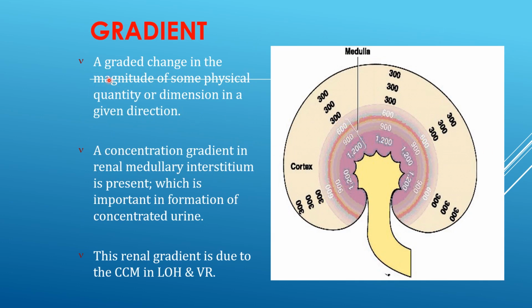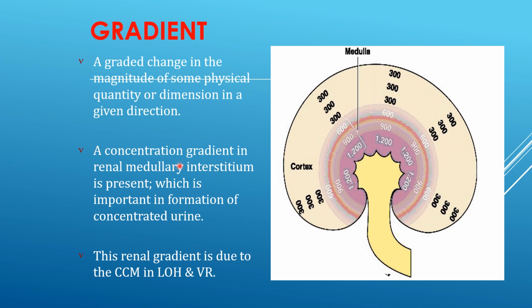So a gradient is nothing but a graded change in the magnitude of some physical quantity or dimension in a given direction. So a graded change. Okay, so the number is graded, right? 300 to 1200, like this. A graded change in the magnitude of some physical quantity or dimension in one given direction.